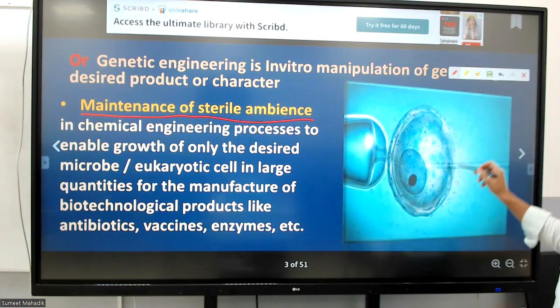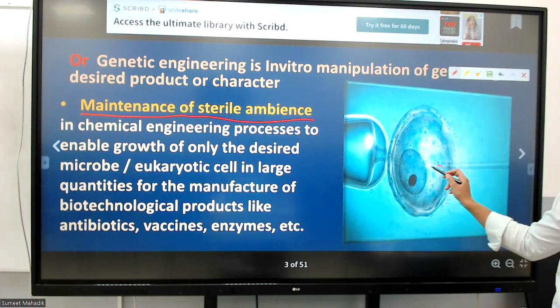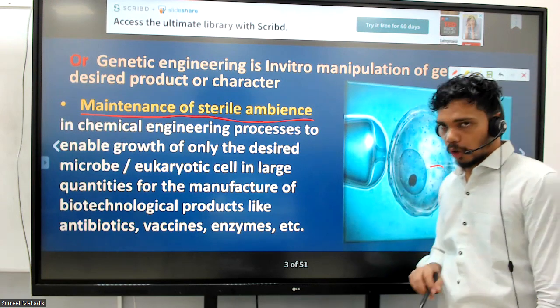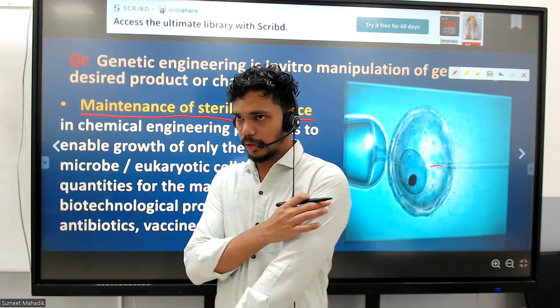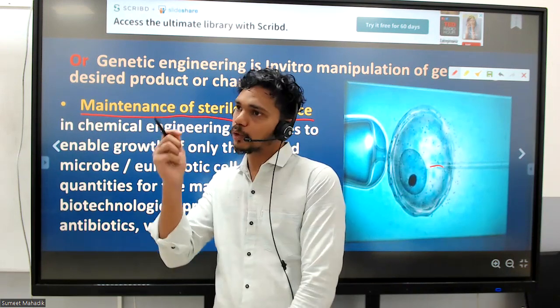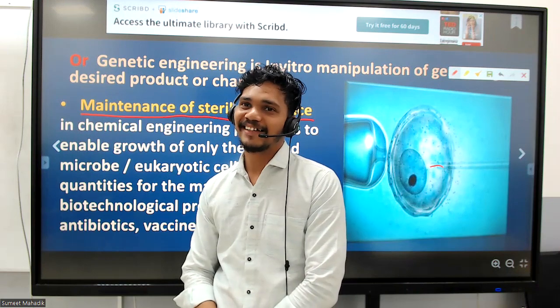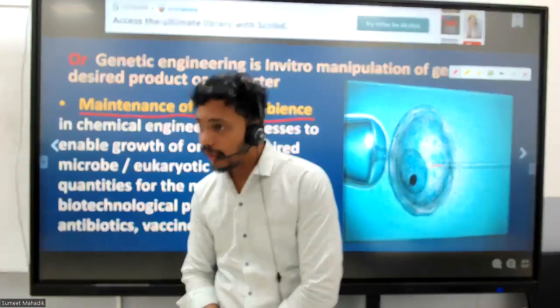Can you see here? A microtube is there. Other microbes want to enter. So what happens if the sterile maintenance is not proper? If you go to the doctor and he wants to inject you, the needle has to be new or old? Why? Old is okay, no? Old you can use? No, a sterile needle should be there.